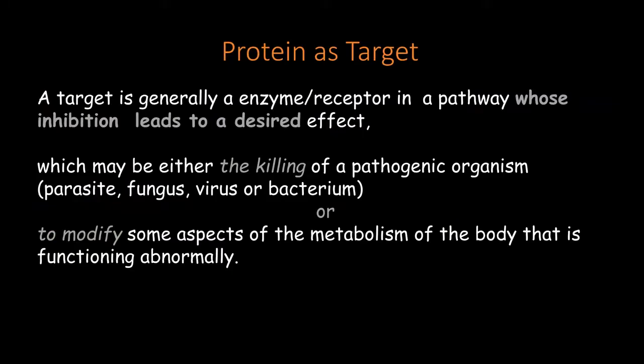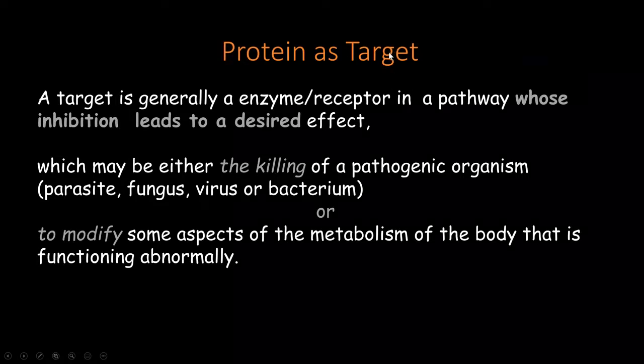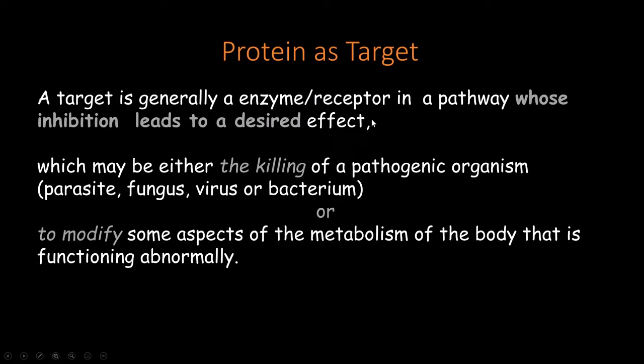So my next point is: if I talk about a target, what should the target be? Now let us take protein as the model, because most of you use protein. The same thing is applicable to DNA as well, in slightly different ways. Now, protein as a target will be either an enzyme or a receptor, or maybe both enzymes and receptors. And it should be in one of the pathways of our metabolic systems. But to become a target, its inhibition must lead to a desired effect.